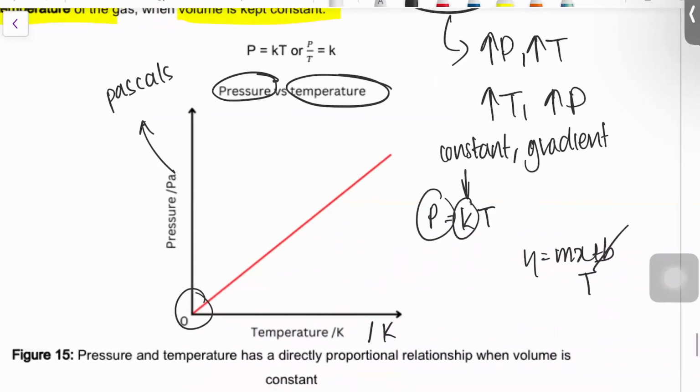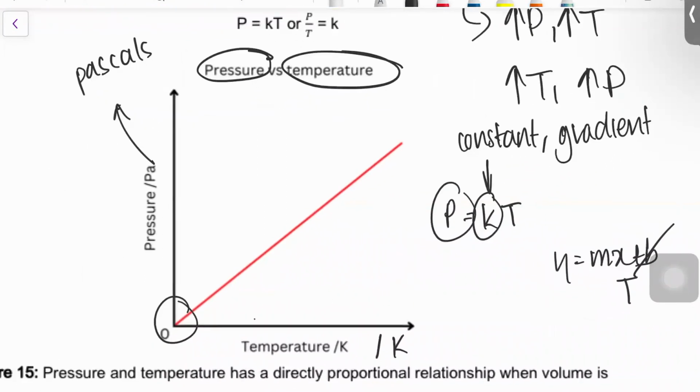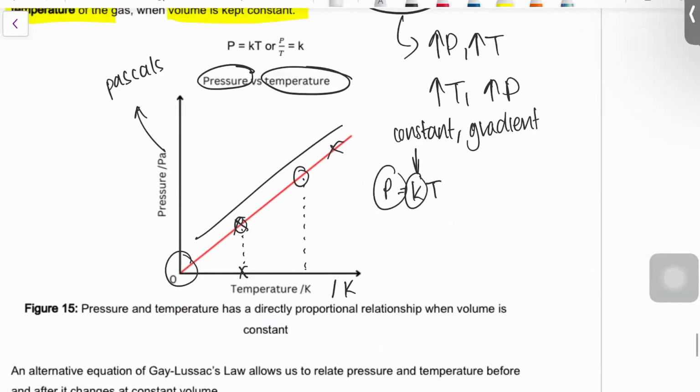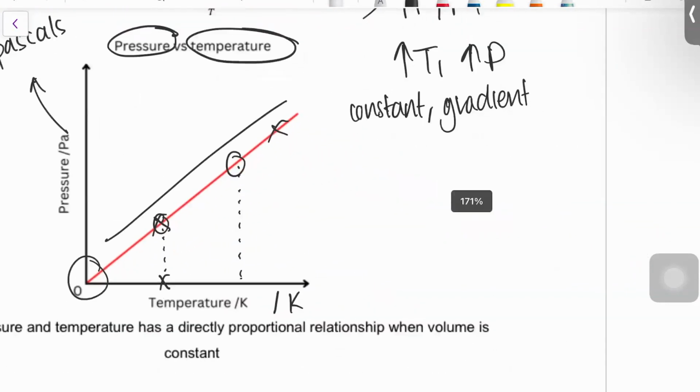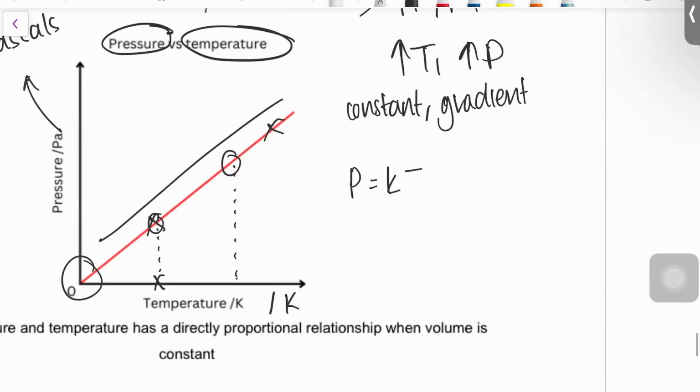Beautiful. Now, if you look at this graph, regardless of where you take the point, would you agree with me that the gradient stays the same? That K value stays the same. So regardless of whether I take the point here or here, it's a straight line, so the gradient's always the same. Would you agree with that? Yes. Okay, good. So regardless of where I take these points, P is equal to KT. So K is going to be P on T, just because I'm moving my equation around.